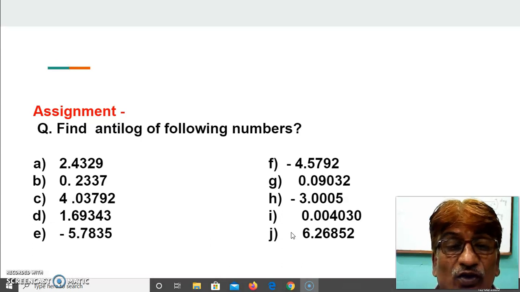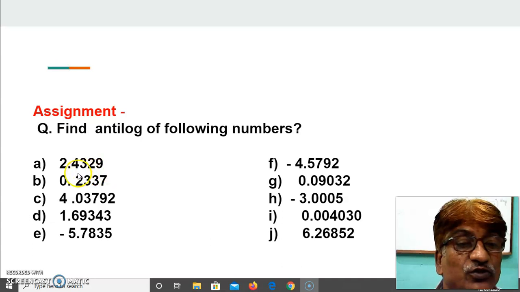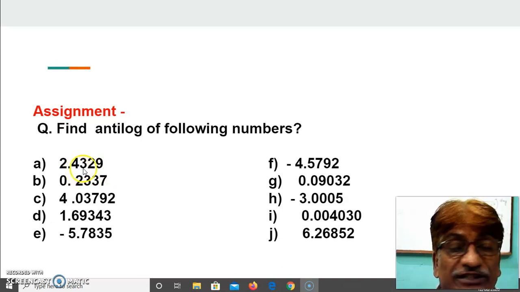I give you a clue, a hint. You can determine the antilog. The first two digits will be 0.43, the third digit will be 2, and 9 will be the mean difference.